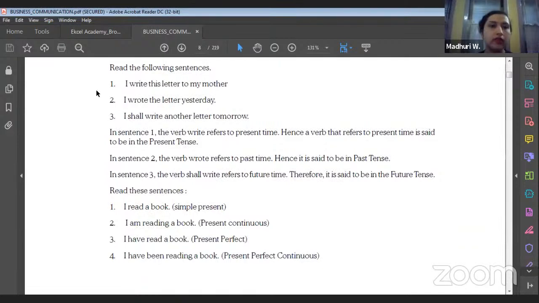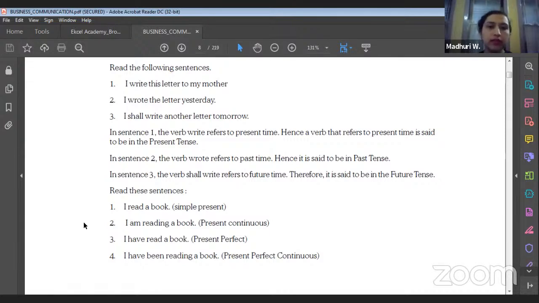So now let's read the following sentences. I write this letter to my mother. I wrote the letter yesterday. I shall write another letter tomorrow. In sentence one, the verb write refers to present time. Hence, a verb that refers to present time is said to be in the present tense. In sentence two, I wrote the letter yesterday. The word wrote refers to past time. This is why the sentence is said to be in the past tense. In the third sentence, I shall write a letter tomorrow. Okay. The words shall write refer to a future time. That's why it's called the future tense.